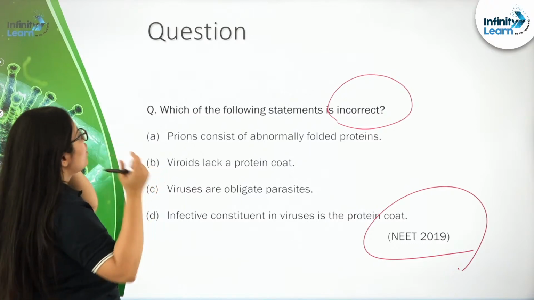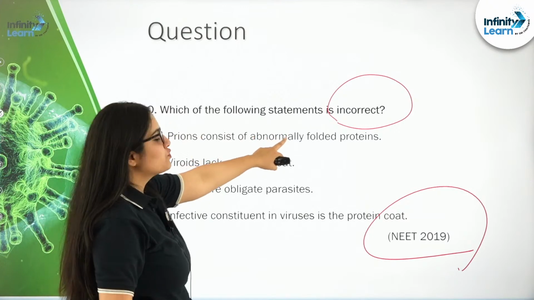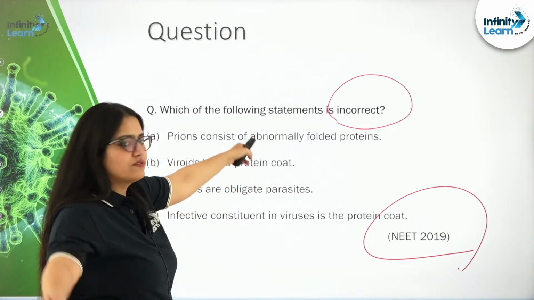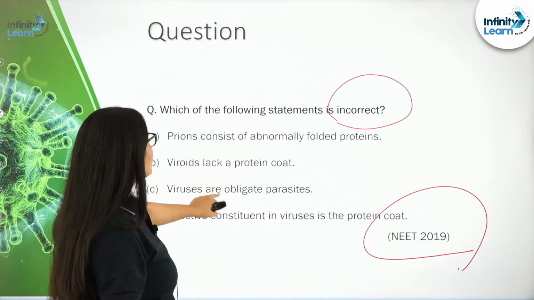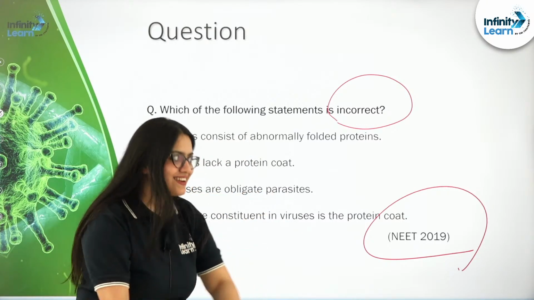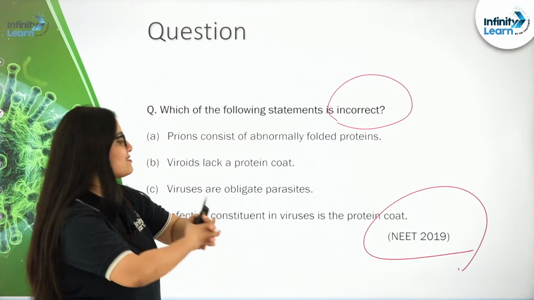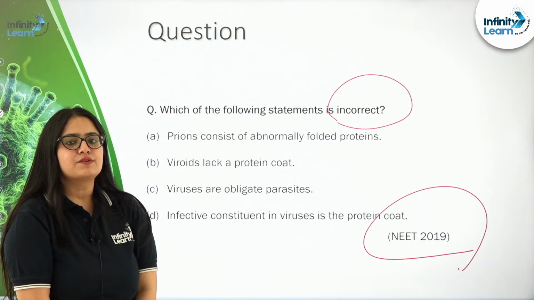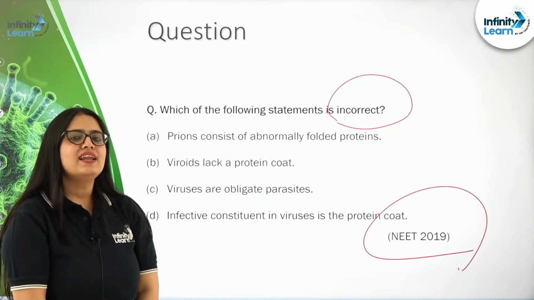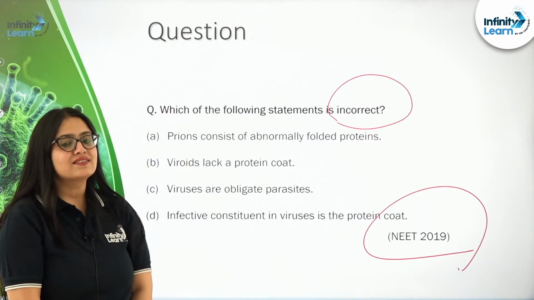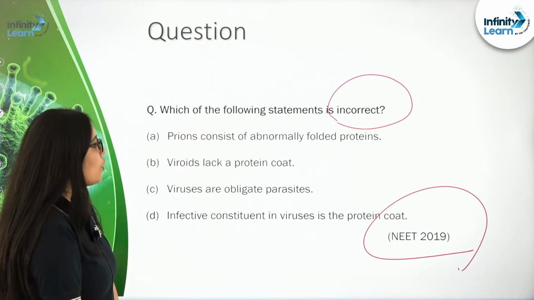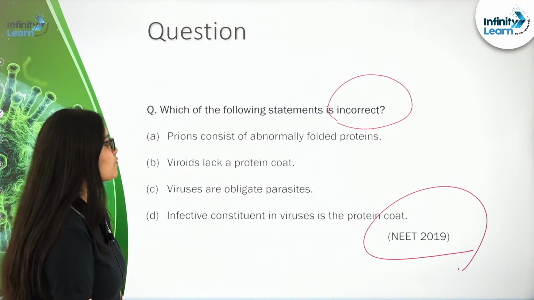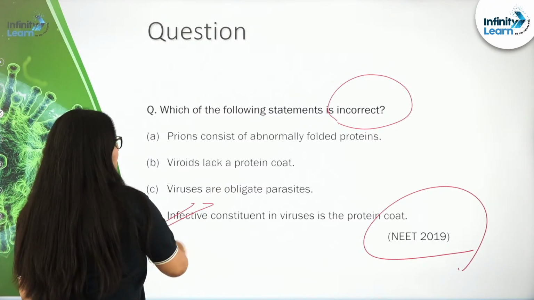Prions consist of abnormally folded protein. This is right. Viroids lack a protein coat. This is also right. Viruses are obligate parasites. This is right, because when viruses are not present in the parasite body, they do not show any living character. They exist as inert crystalline structures. So they are obligate parasites. Infective constituent in virus is the protein coat. This one is the incorrect one, my kids.